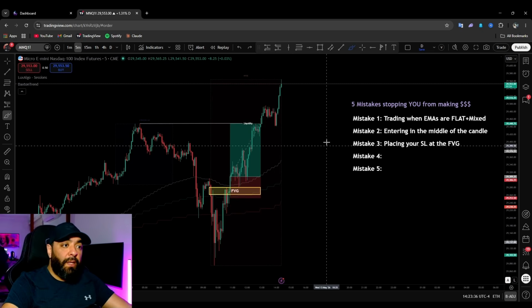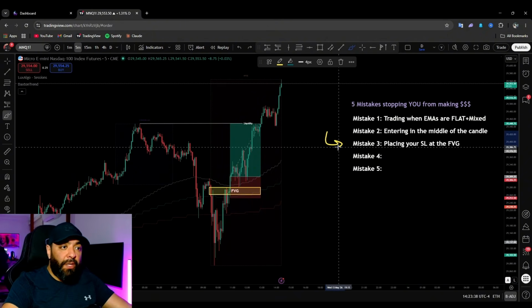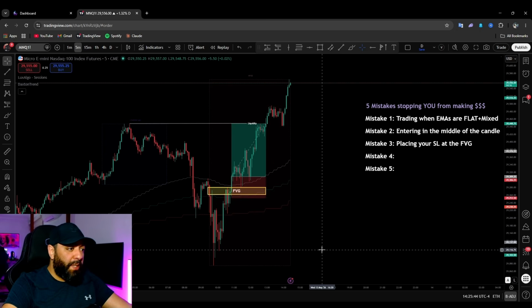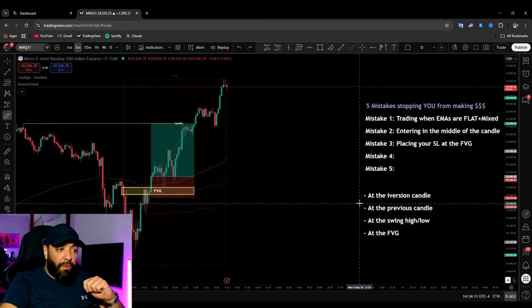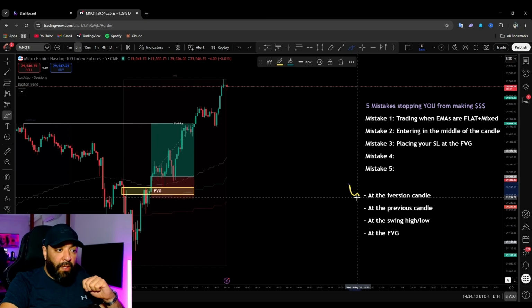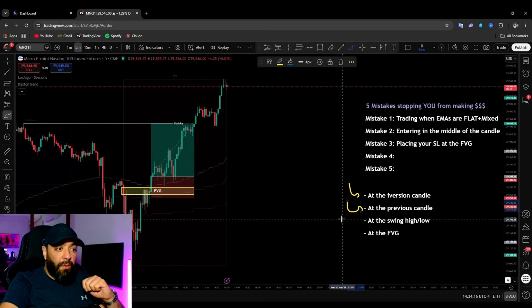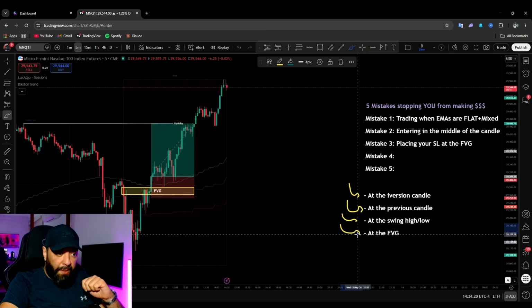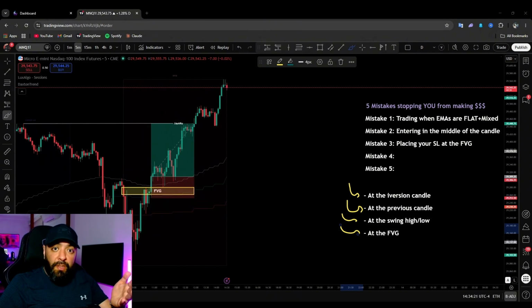Now for mistake number 3. I see so many traders placing their stop loss right at the FVG. Let me show you some examples from past days to know exactly where you need to place your stop loss. There are 4 places where you can place your stop loss: at the inversion candle, at the previous candle, at the swing high or swing low, or at the FVG.